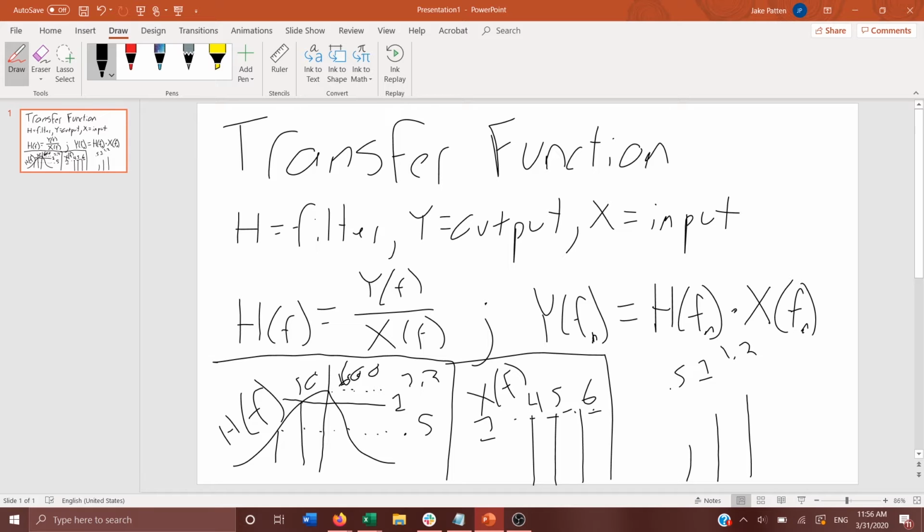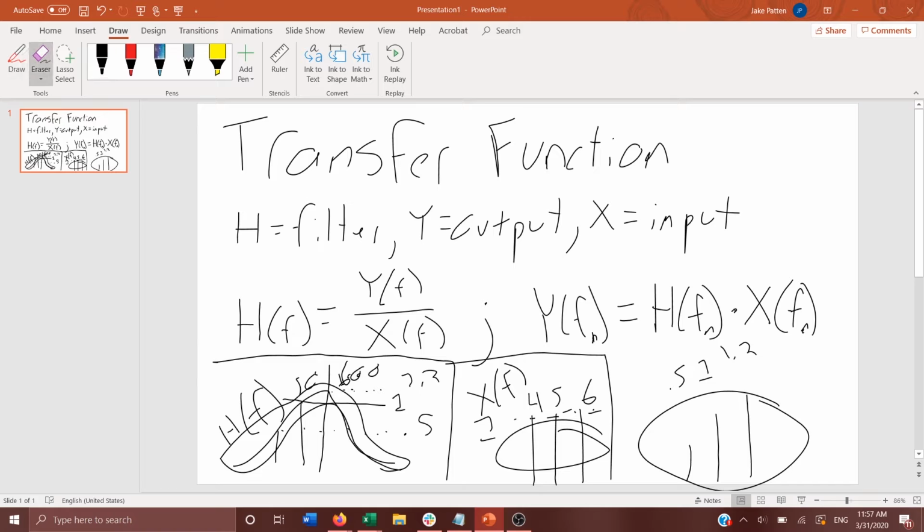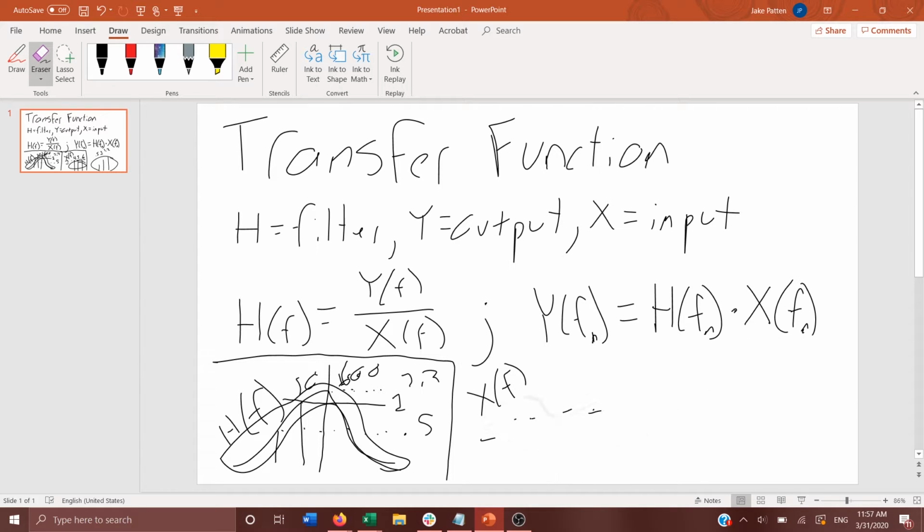It doesn't matter what this envelope looks like for the filter. It's there, but we've only got these 3 frequencies. So all we're going to get out are these 3 frequencies. But it has the shape of the filter that we put in. So there's the transfer function. That's very simple. Just multiplying things.